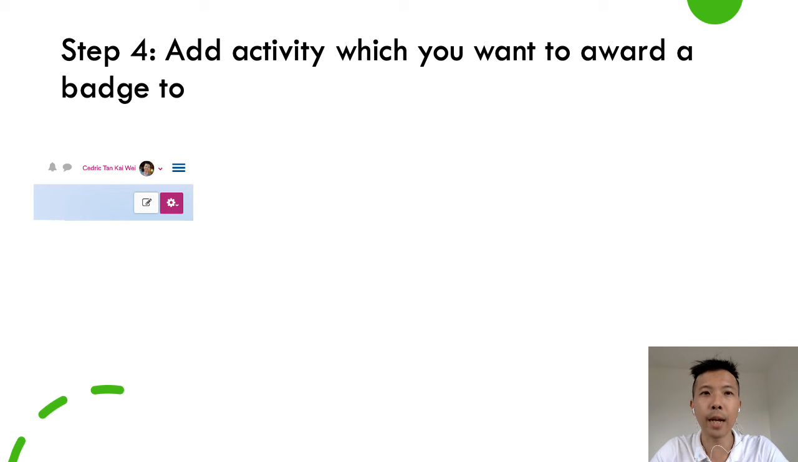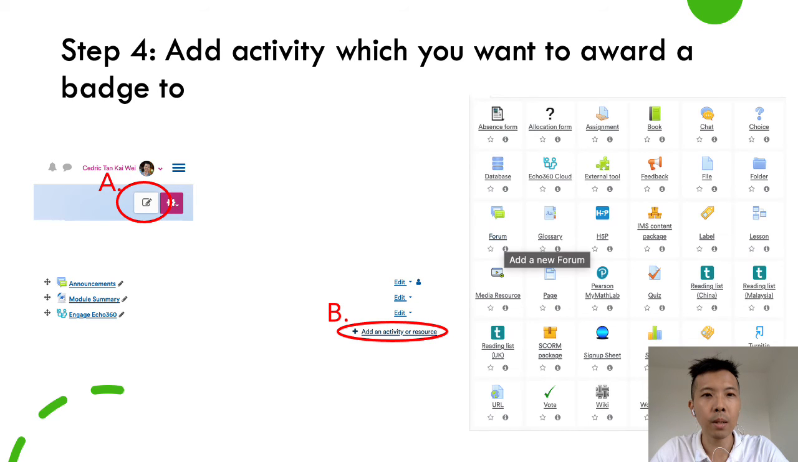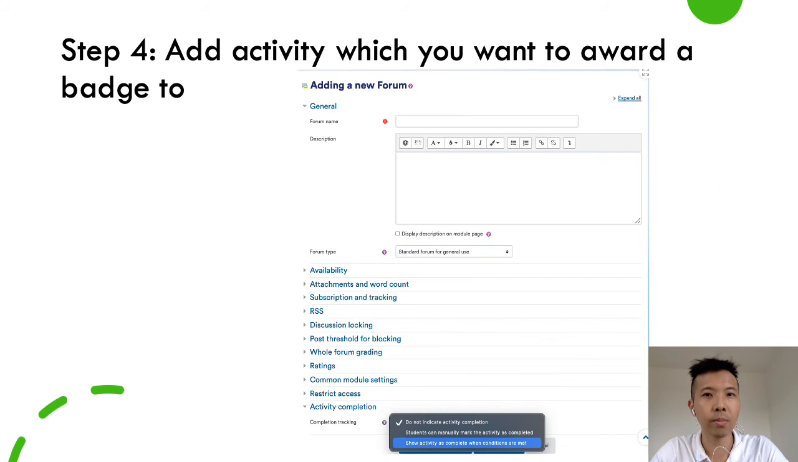Next, we add the activity which you want to award a badge to. To do this, click on Edit Settings. Then add the activity or resource to your respective space. This might pop up and we are going to add a forum. Adding a new forum, please name your forum and describe your forum.